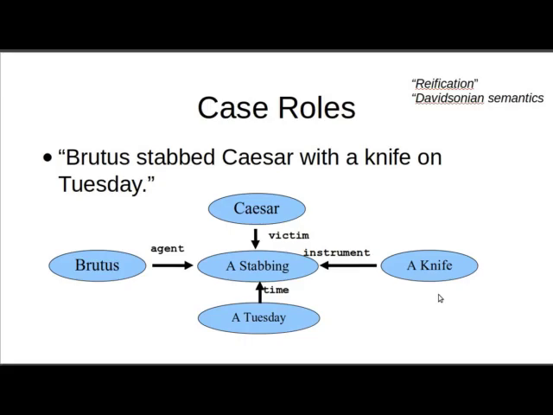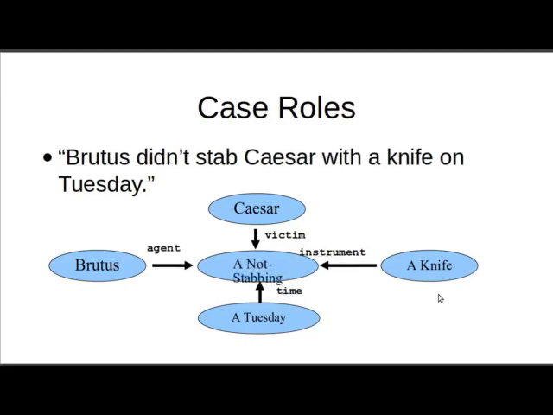There's a philosopher in the philosophy of language, Donald Davidson, that wrote a very important paper on this topic back in the late 60s. So that's another name for taking this event and reifying it, so naming it and using that as a sort of hub and spokes relationship where we have the stabbing at the center and then a bunch of relations around it. And this works pretty well.